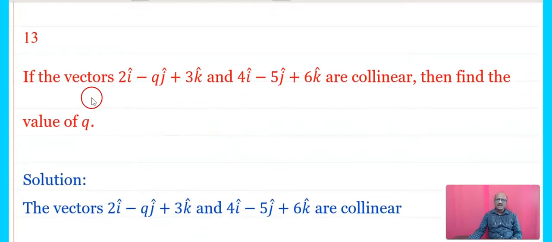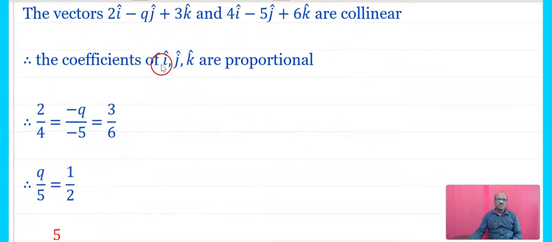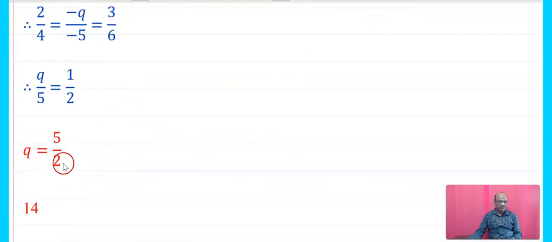Next, if the vectors 2i cap minus qj cap plus 3k cap and 4i cap minus 5j cap plus 6k cap are collinear, then find the value of q. The coefficients of i, j, k must be proportional. So 2 upon 4 equals minus q upon minus 5 equals 3 upon 6. If you evaluate it, 2 upon 4 is 1 upon 2, so q upon 5 is equal to 1 upon 2. It means that q is equal to 5 by 2.